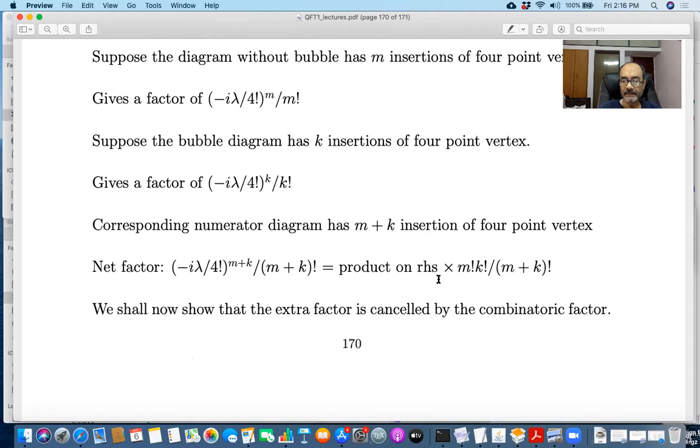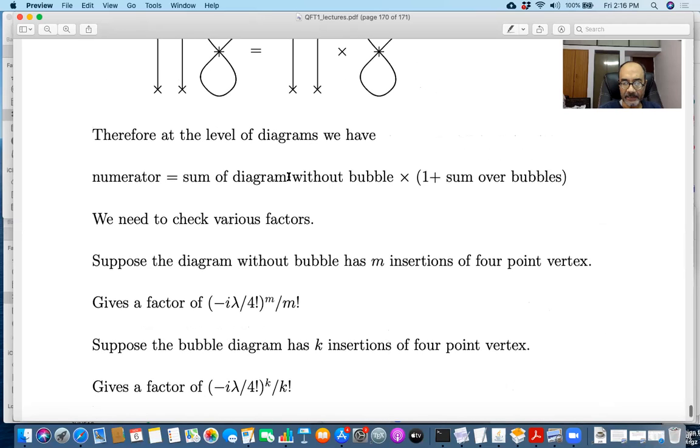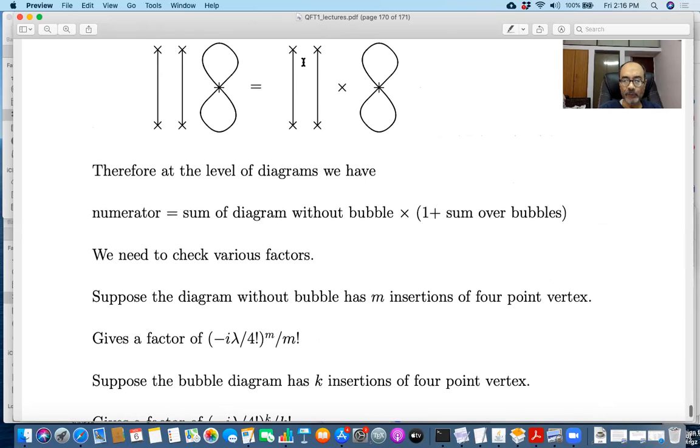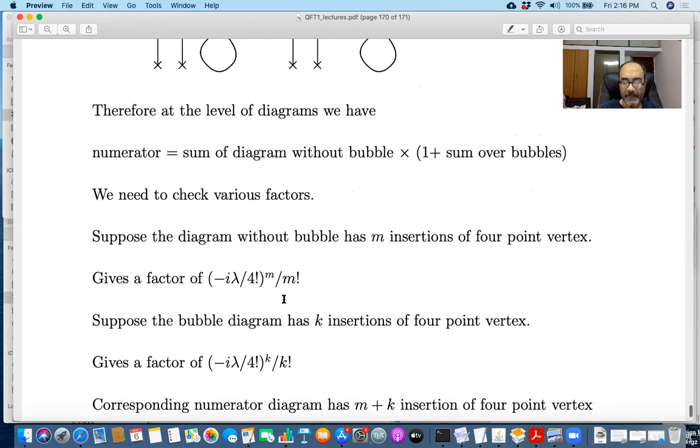Is this point clear? Any question? Why this extra factor, m factorial k factorial over (m plus k) factorial? Because the right hand side has 1 over m factorial times 1 over k factorial, right? That is clear, right? If you count this as a diagram without bubble, it will have a 1 over m factorial because there are m vertices inside the diagram without bubble. Then if you consider this as a bubble diagram, which has k insertions of 4-point vertex, that will have a 1 over k factorial.